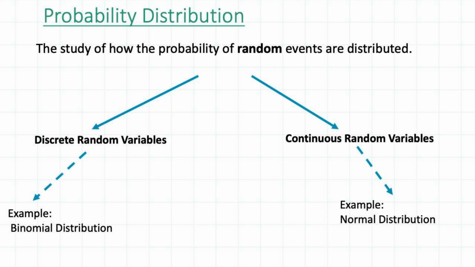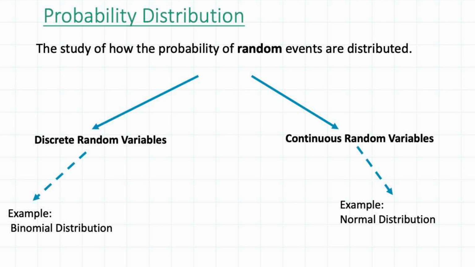So what are we looking at when we say random variables? We're looking at probability distribution. So the probability distribution is the study of how probability of random events are distributed. Because the more random they are, even though you might expect no pattern to show up, actually we do get some form of behavior that we can predict.